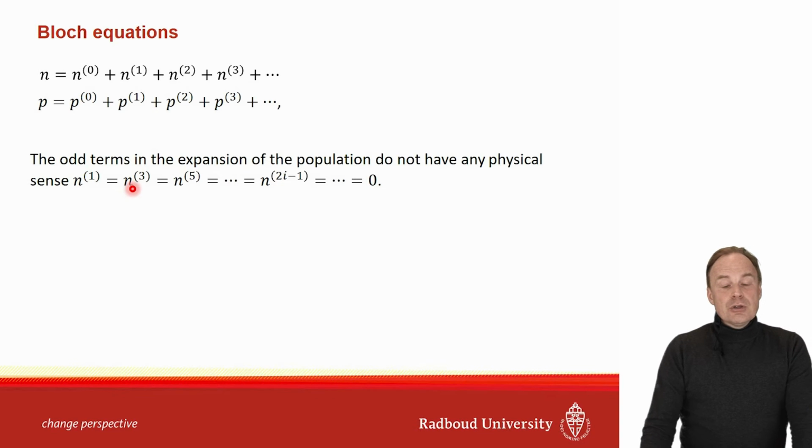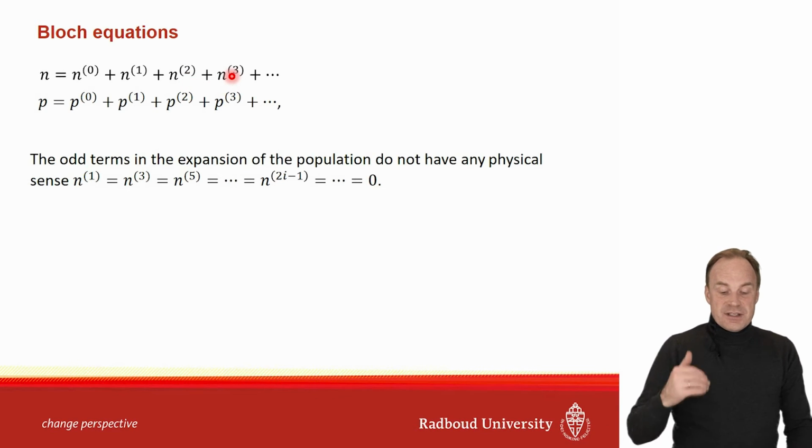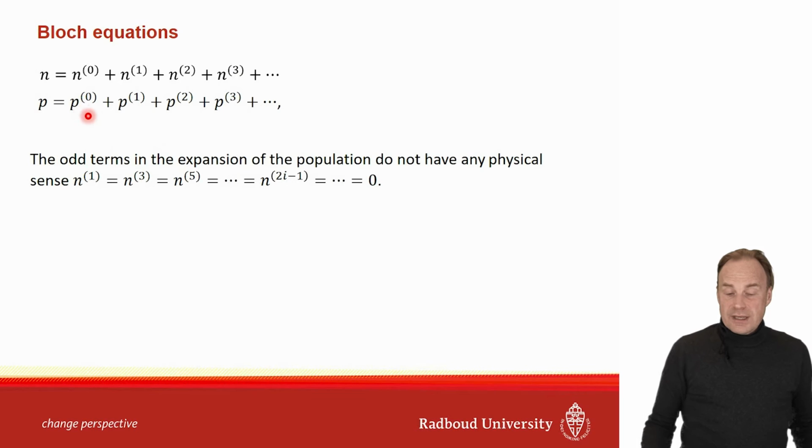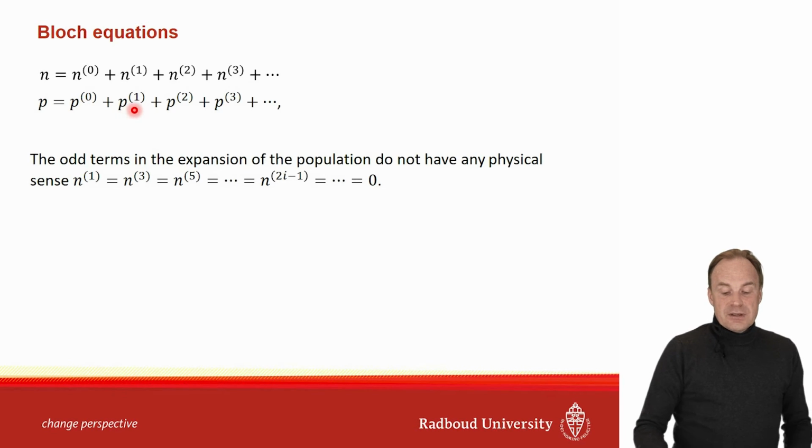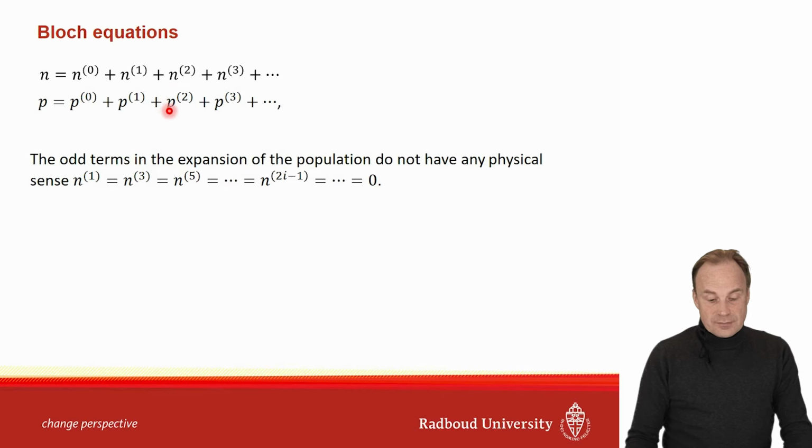And similarly, we will do with the polarization. P0 is the polarization which doesn't depend on the electric field of light. P1 is the polarization which depends linearly on the electric field of light. P2 is the polarization that depends quadratically on the electric field of light, etc.